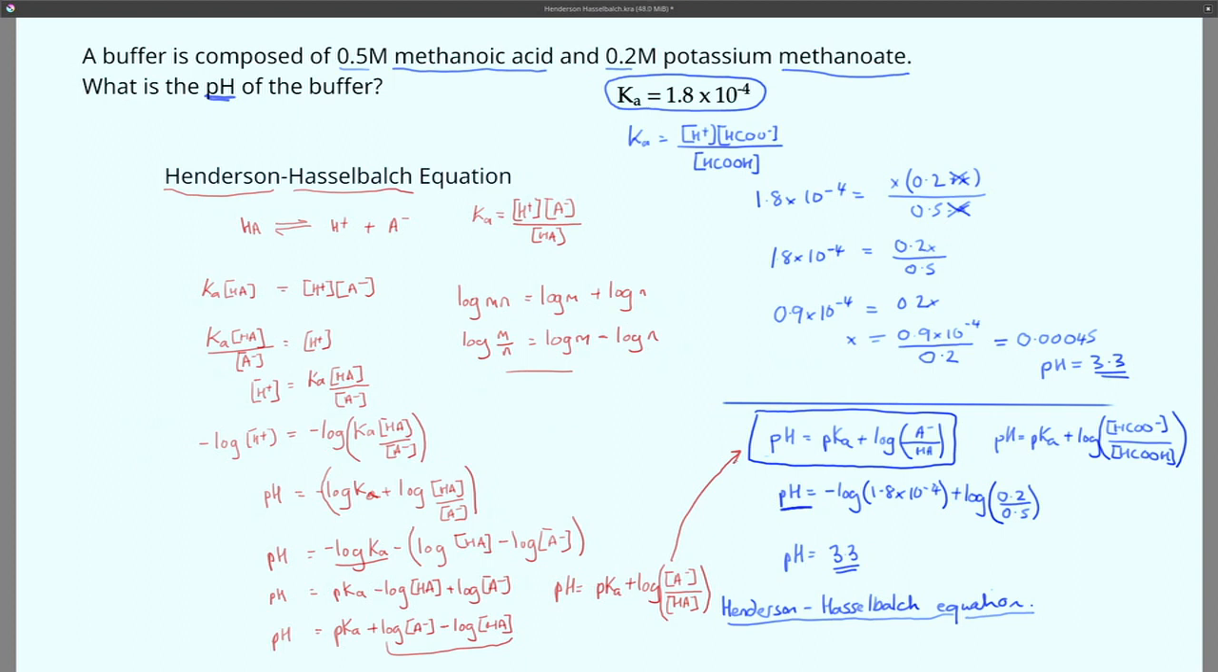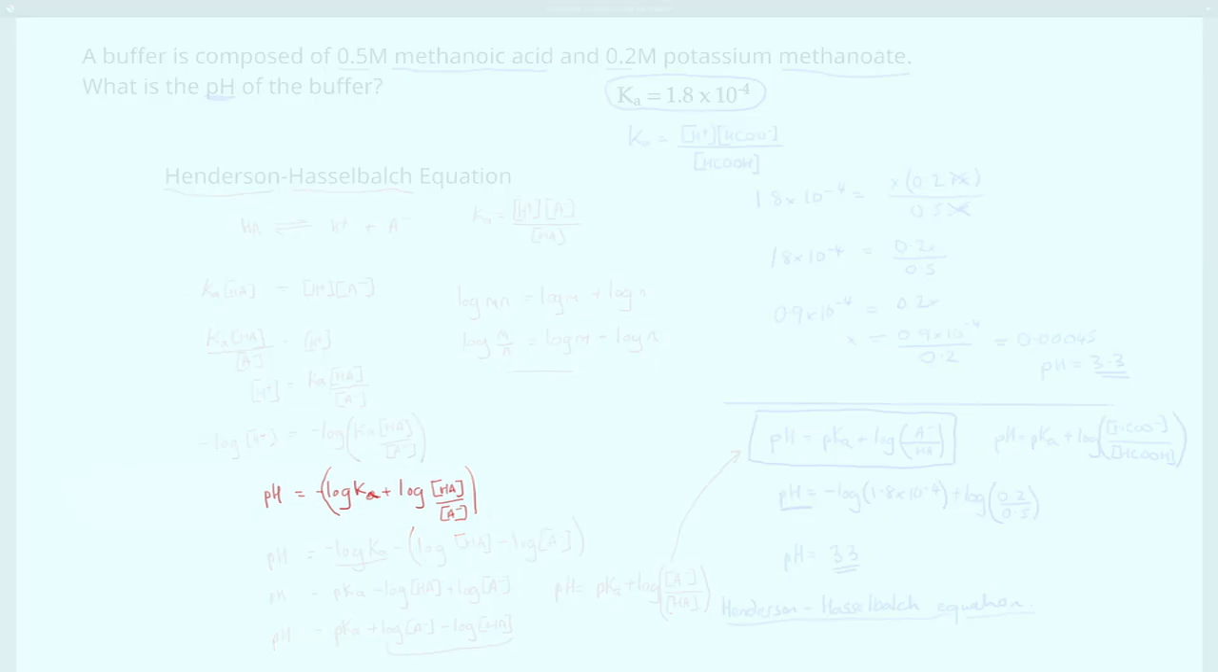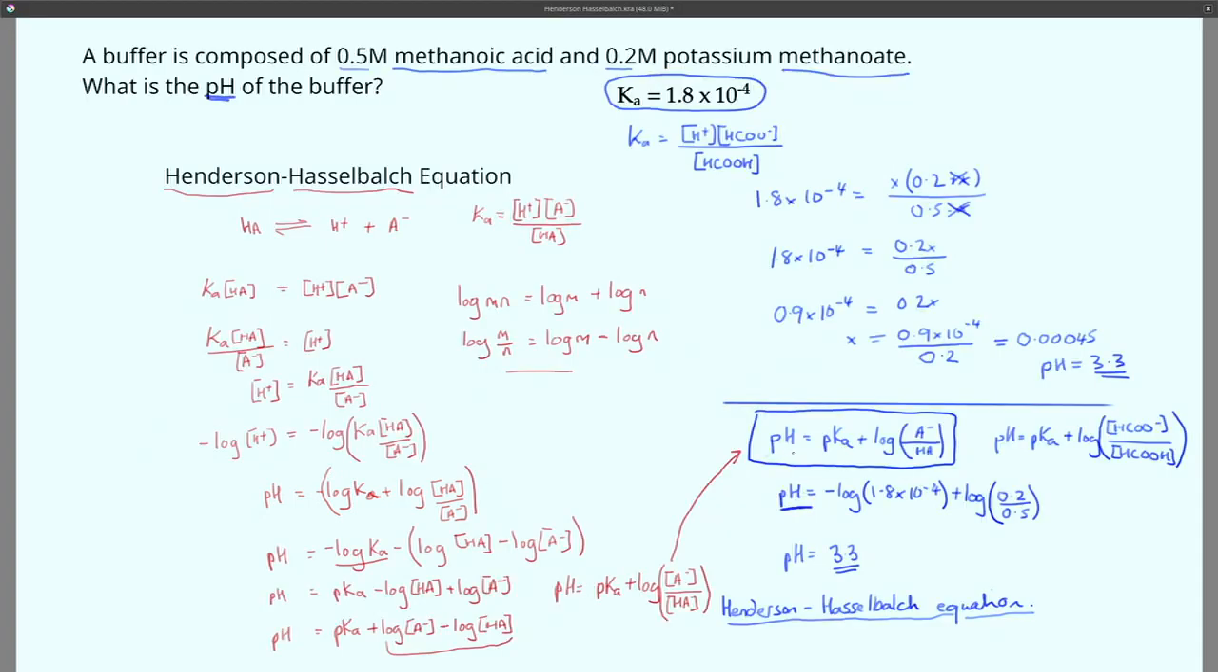Now I did tell you before that there are two forms of this equation, and that's true. I'm only showing you the one because both of them do the same thing. But you need to be aware that if you're on the internet, you might find the version I got to earlier, where we could have stopped and had minus log of HA over A minus in this form. But I don't want you to get confused, so just remember one version and use that, because both of them do the same thing.